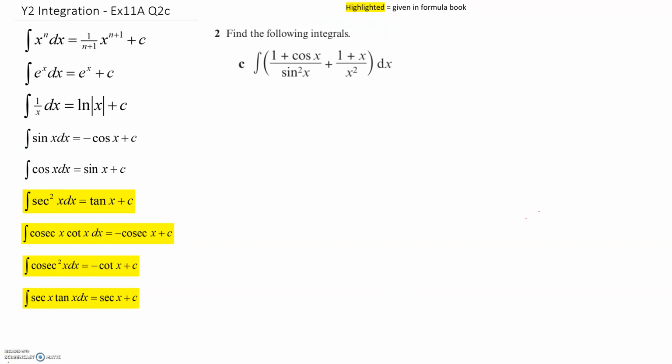Let's just do one example from exercise 11a. Question 2c I think is a good one because it kind of covers everything. Well, not everything, but there's no exponentials in there. But it's a very good practice question. So 2c in exercise 11a, you might want to try it yourself first, and this is how I would do it. So I would simplify, break up the two fractions, write them as separate fractions.